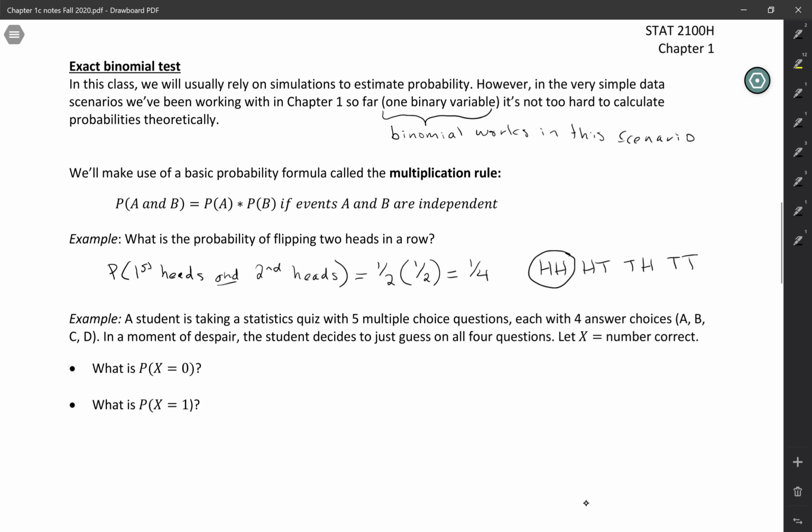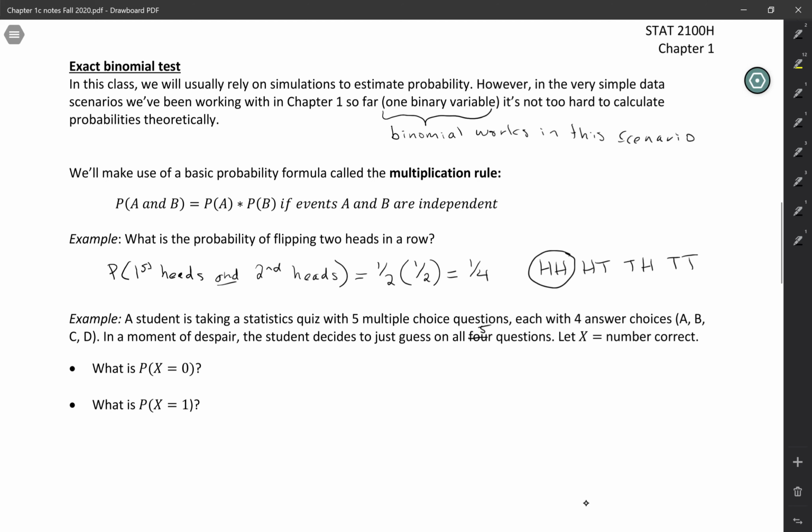So let's look at a situation that's just slightly more complicated. A student is taking a statistics quiz with 5 multiple choice questions, each with 4 answer choices, and in a moment of complete despair decides to just guess on all 5 of the questions, and X is going to represent the number correct. So first of all, what's the probability that X equals 0, meaning that the student doesn't guess any of the questions correctly?